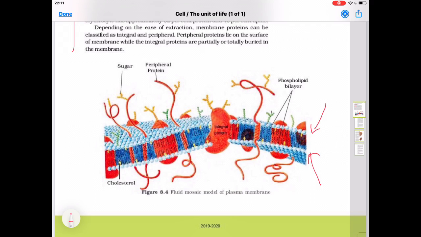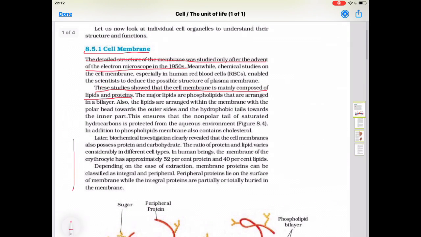Also, the lipids are arranged within the membrane with the polar head towards the outer side and the hydrophobic tail towards the inner part. The hydrophilic head is water loving, but the tail is hydrophobic, that is water hating. Outer side hydrophilic end and inside hydrophobic tail. This is the structure of phospholipid. The lipids have two parts, outer side that is polar head which is hydrophilic, and tail which is hydrophobic.